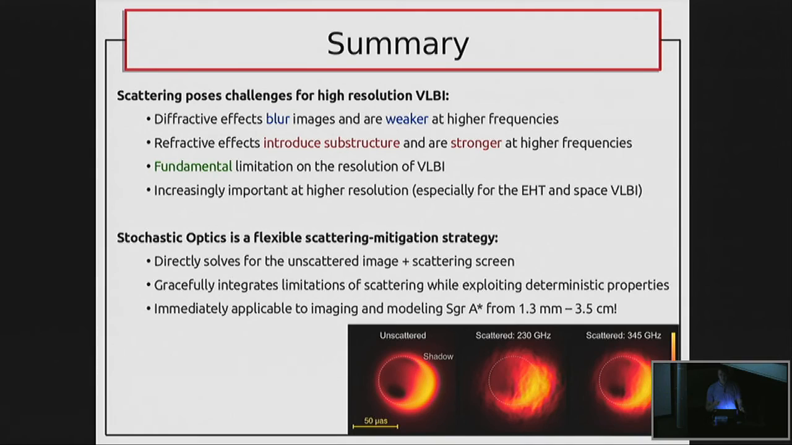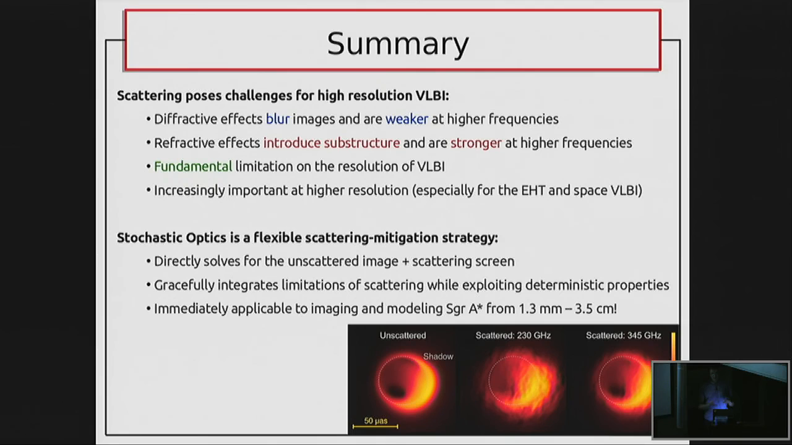Yeah, so this is actually one of the most exciting features of this particular mitigation strategy, that once you solve for the scattering screen, it's good for a whole night. And so if there's rapid source variability, I mean, the variability of Sagittarius A* is probably occurring on timescales of tens of minutes or maybe an hour, that sort of variability would occur with a static scattering screen. It would actually help your solution of that static scattering screen because of the intrinsic variability of the image.